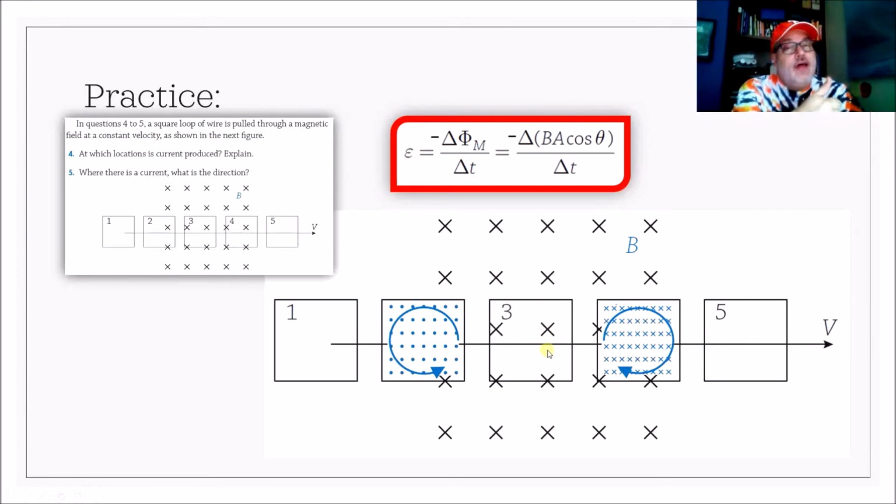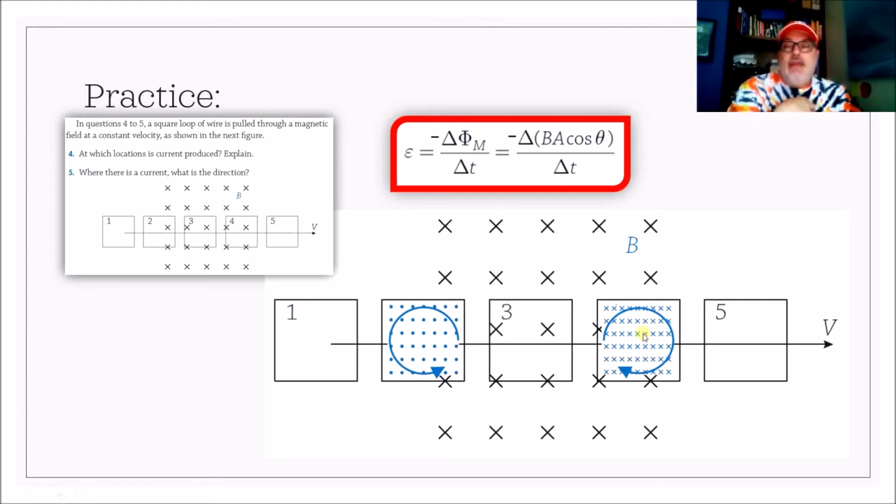At 3, there's flux, but it's not changing, so no current. At 2, it's moving into the field, so we have flux into the loop, the square loop this time. We have flux into the loop, but it's increasing. So we want to oppose the increase. So we need a magnetic field that's out of the loop, up out of the page. So that would be a counterclockwise current through the loop.